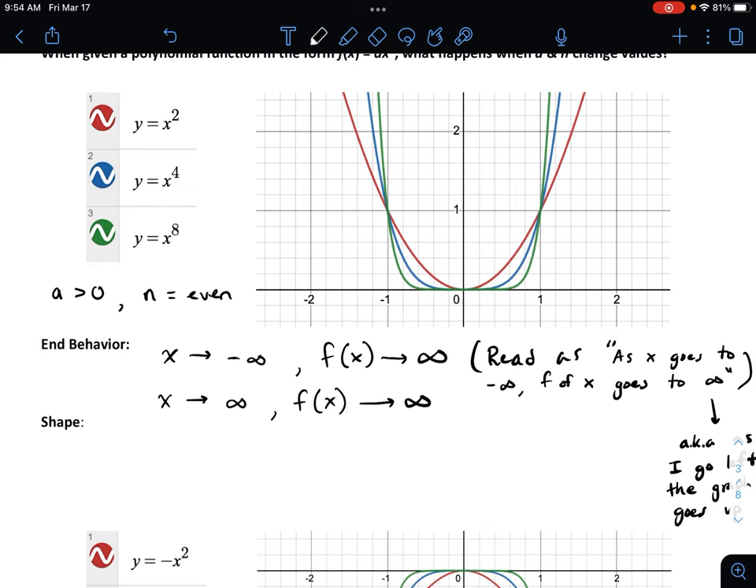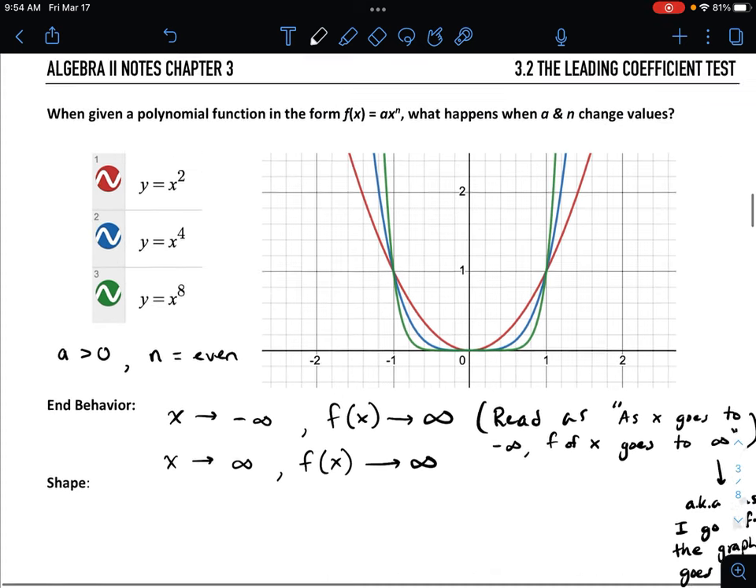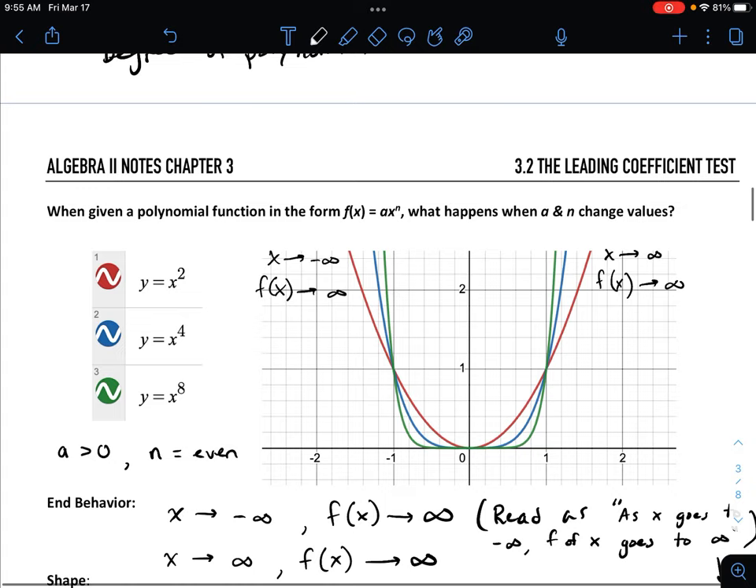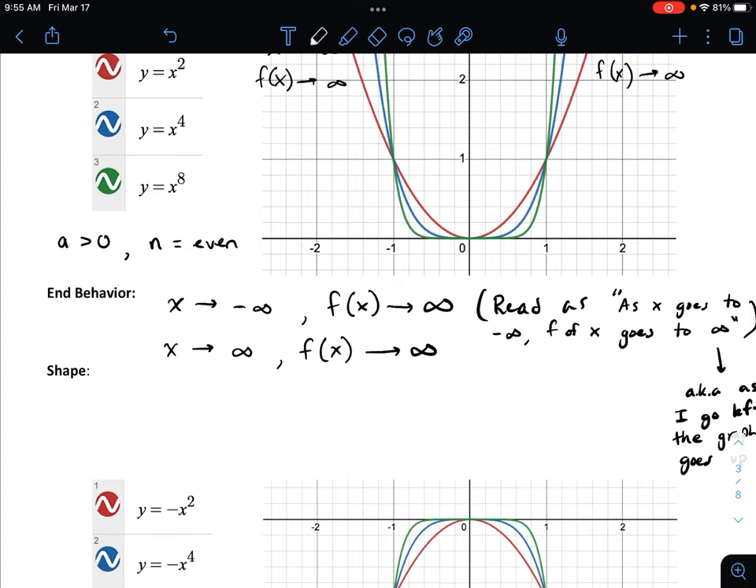What you'll typically see is this written on the graph a lot of times. So up here, you'll see as x goes to negative infinity, f of x goes to positive infinity. And as x goes to positive infinity to the right, my y values go up forever to positive infinity. So you'll typically see it written on the graph like that. Now the shape. First thing we know is that it opens upwards.